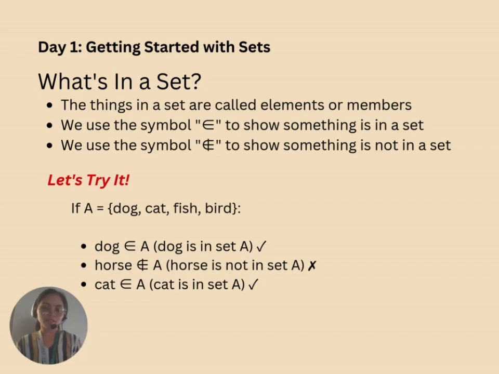Next, cat. Since cat is also in the set, we are going to use the symbol "is in the set," or the ∈ symbol. Okay, so let us interpret it as cat is in set A, or cat is an element of set A. Okay, it's very clear.